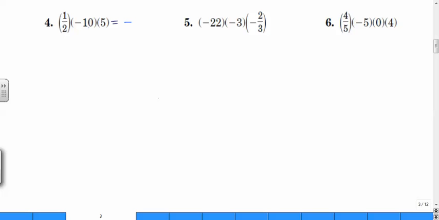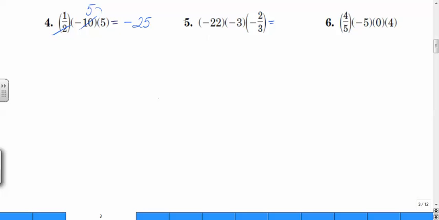What is 1/2 times 10? Well, you can cross cancel here. 2 goes in 10 5 times, right? And all you're left with would be 5 times 5, which is 25. And that's why the answer here would be negative 25. Good. Moving on to the next one.